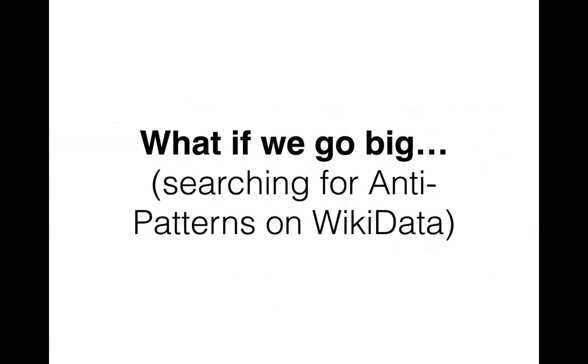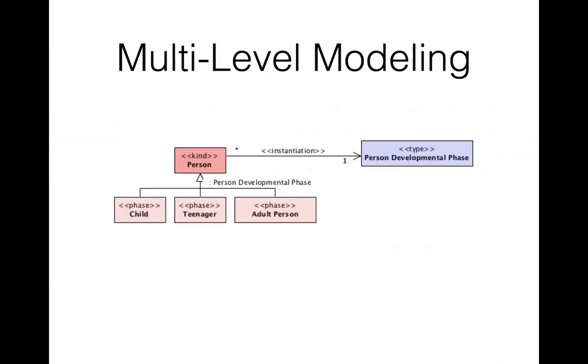So I'll just go through two very quick things. One is that then we tried something very daring. We thought about looking at anti-patterns in really, really big models. And we started looking for anti-patterns on Wikipedia, right?